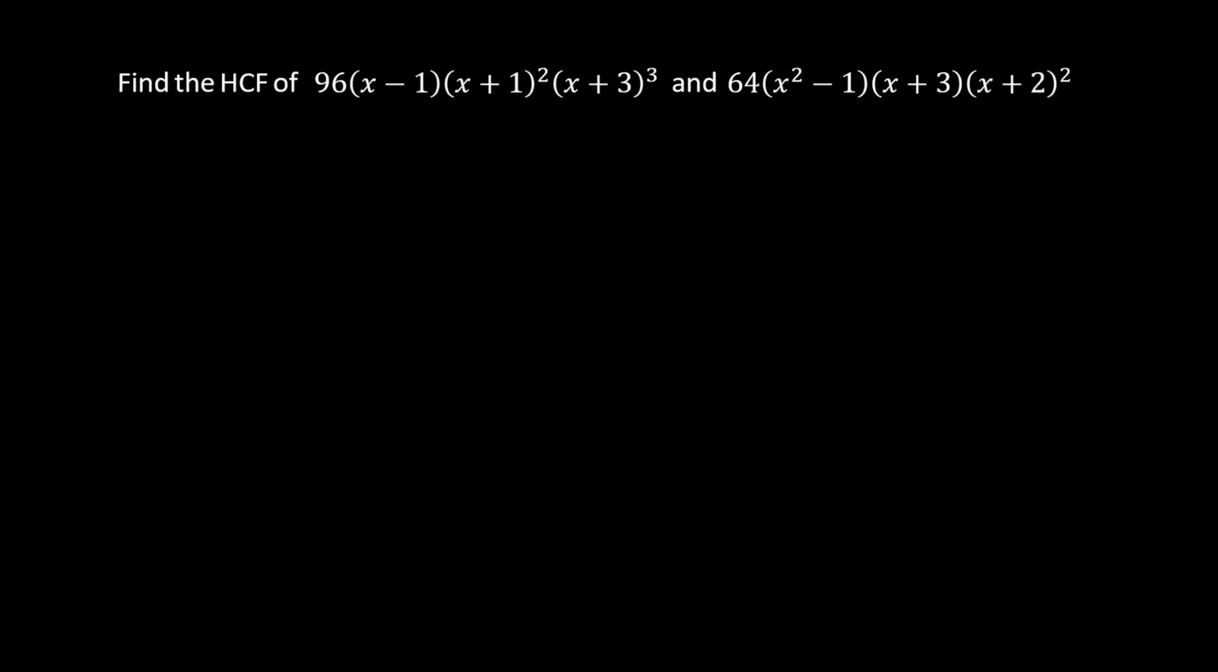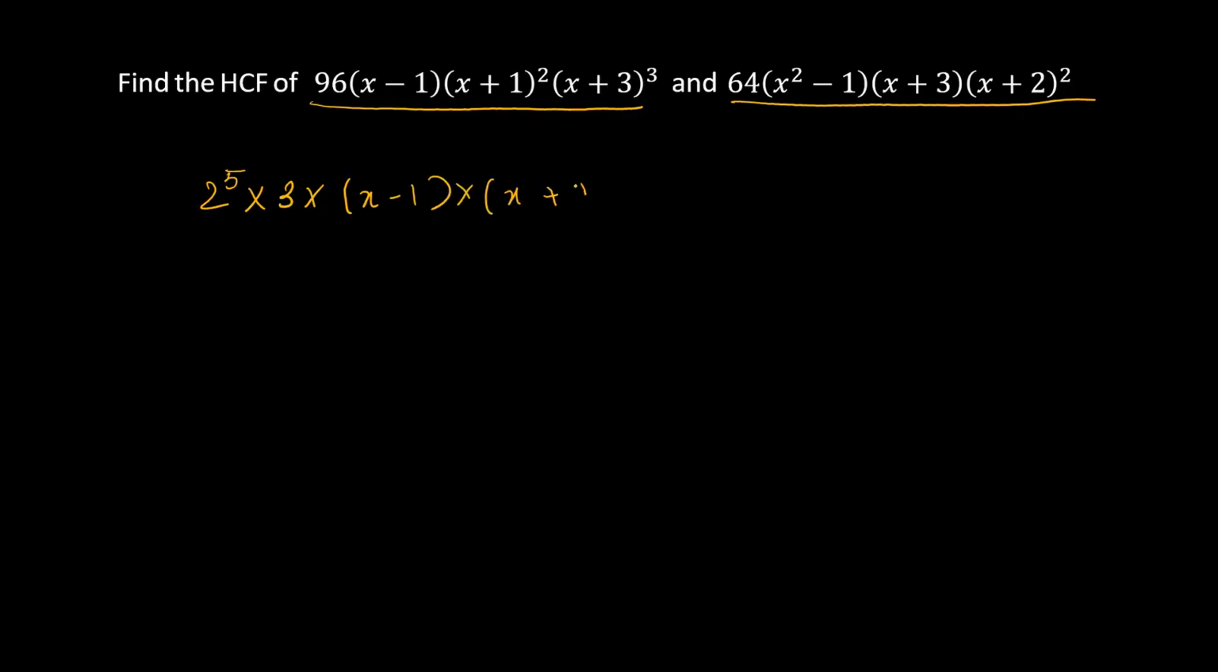The second question is to find the HCF of this whole polynomial and this polynomial. Now how to do that is we have to write the constants which we have in their prime factorized form, as we did in the previous question. So here 96 is going to be 2 power 5 into 3, and it's going to be x minus 1 into x plus 1 squared into x plus 3 cubed.